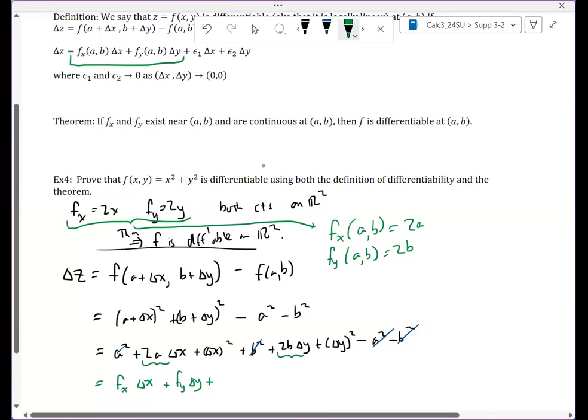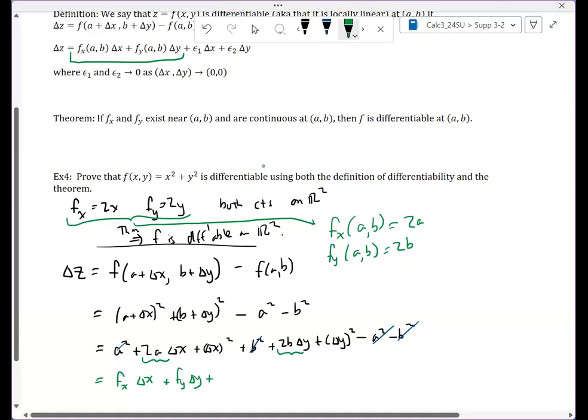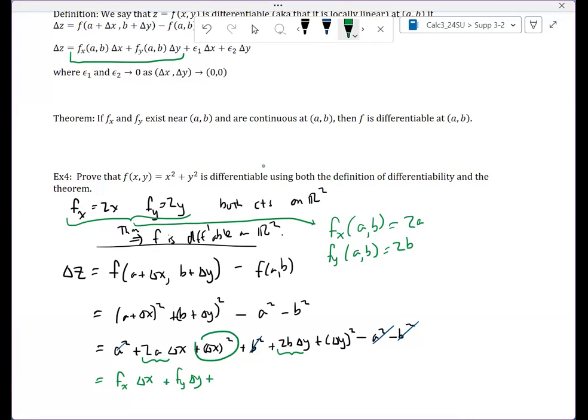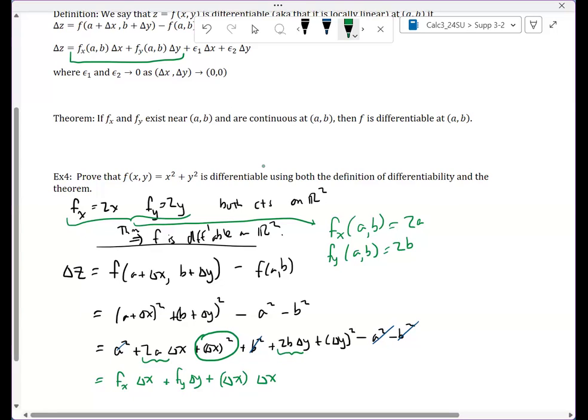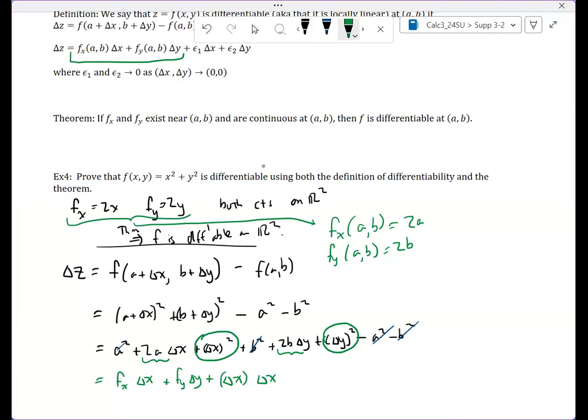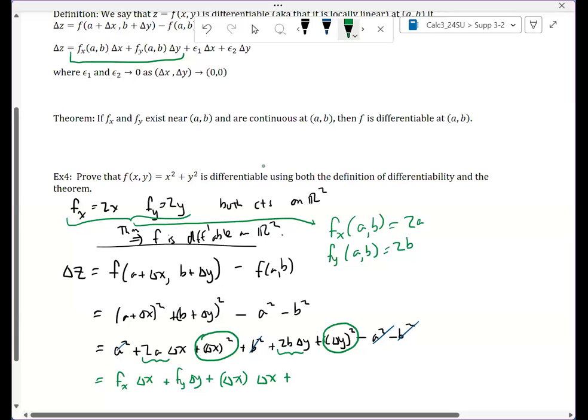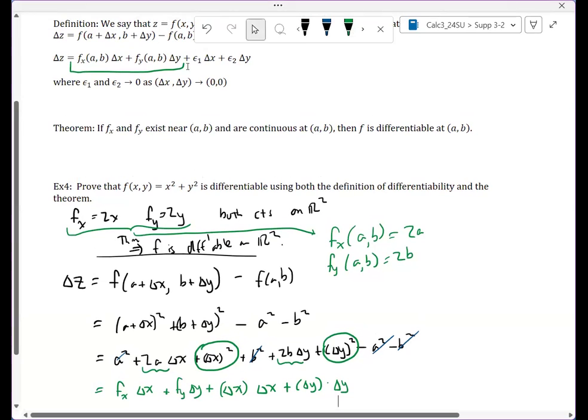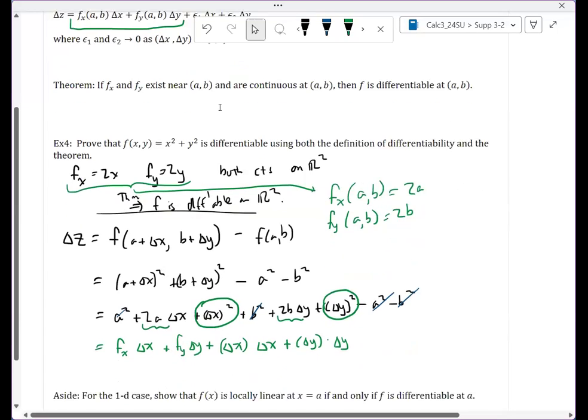So we want a plus epsilon 1 delta x. Well, the only delta x's I have left over are the delta x squared. So I'm going to write this as delta x times delta x. And same with the delta y squared. That's the only delta y that I have left over after taking care of those two other terms. So plus delta y times delta y. And again, to match these up to what we set up here, we take epsilon 1 to be delta x, epsilon 2 to be delta y.